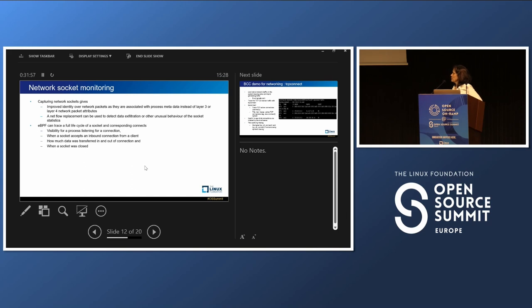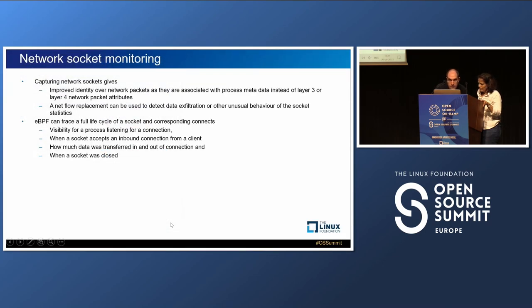Some of the things that we talked about are visibility, a process listening, what all connections it is listening on, and whether it is accepting any. So we can get the visibility of what connections are being accepted or listened to on the different sockets, and other metrics such as the data transfer happening in and out of the connections, and the whole life cycle of the socket.